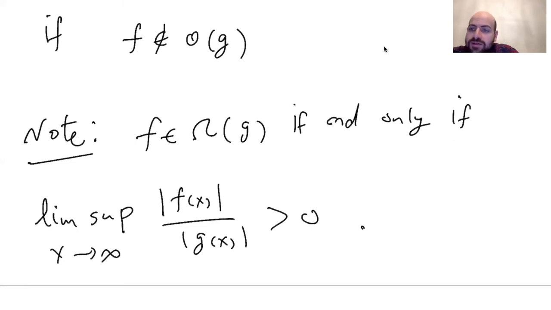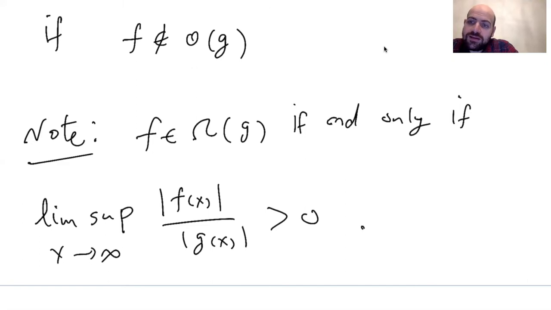Please recall from a basic analysis course that if the limit exists, then lim sup and lim inf both exist and are equal to the same number as the limit itself. So in that case, lim sup exists and is positive because the limit is positive.